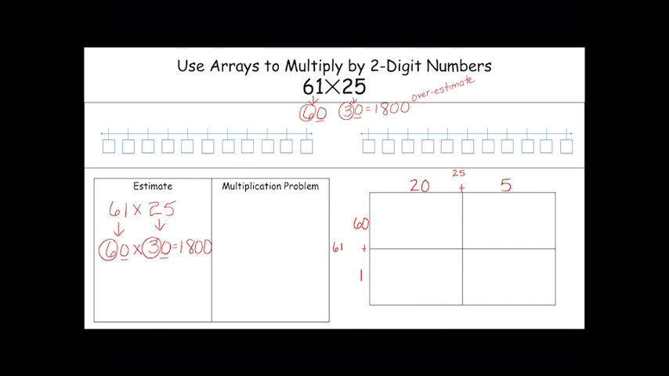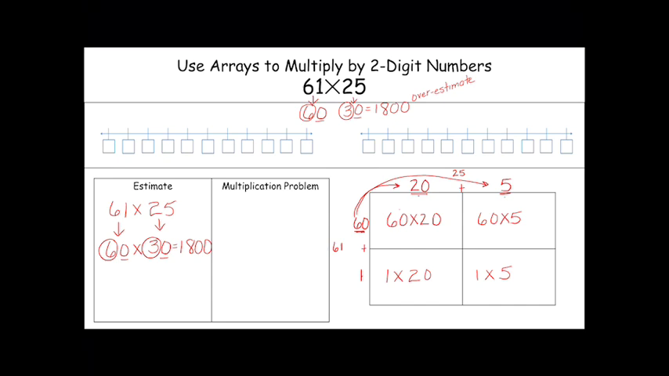Now I'm going to take 60 times 20, and I'm going to take 60 times 5. Basically the 60 goes with the 20 and the 60 goes with the 5. Now I'm finished with the 60. I'm going to do the same thing: the 1 goes with the 20 and the 1 goes with the 5. 1 times 20, 1 times 5. Now everything's been paired together.